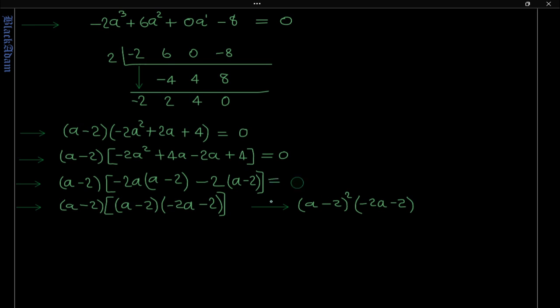So we know that we have a minus 2 squared multiplied by negative 2a negative 2, that equals 0, and that is also equal to 0, and the last equation is also equal to 0. Okay, so we have a equals 2, and then we have negative 2a equals 2, and then we divide both sides by negative 2, so a is going to be negative 1.